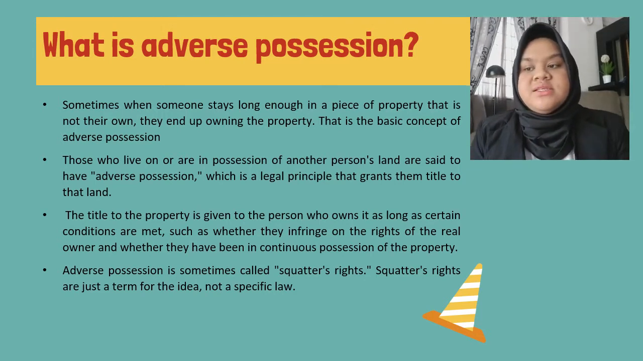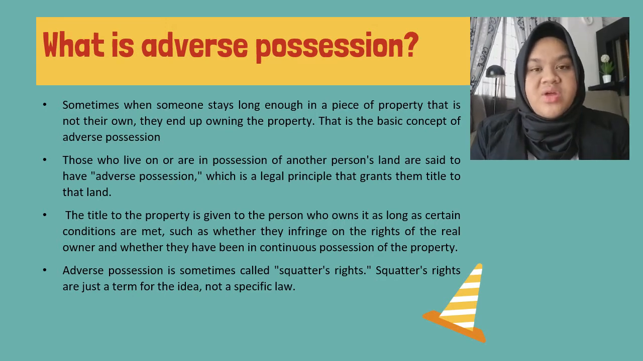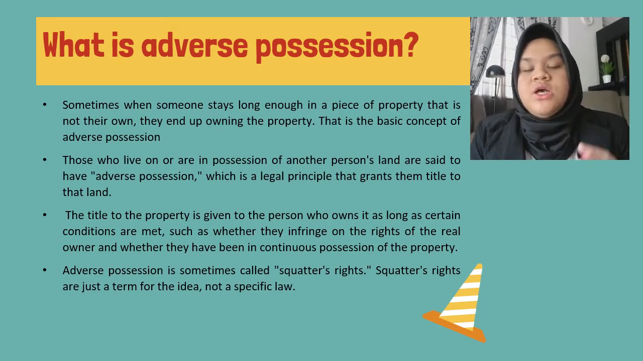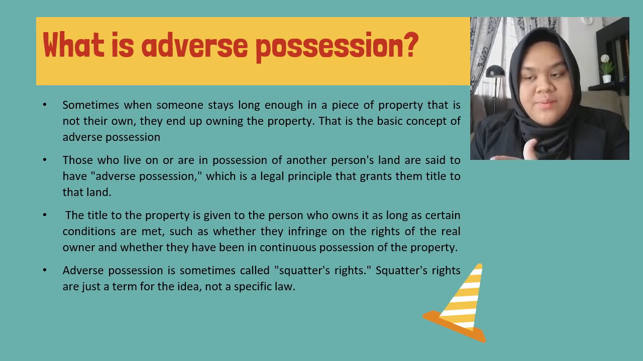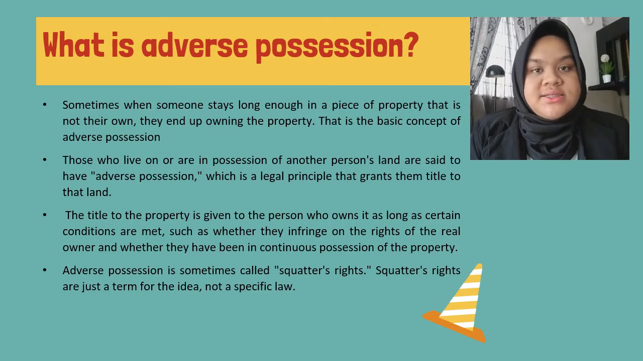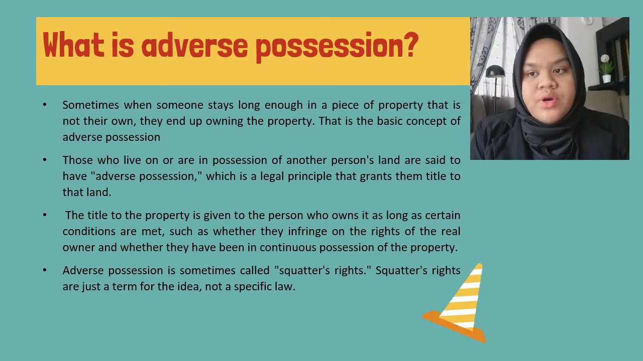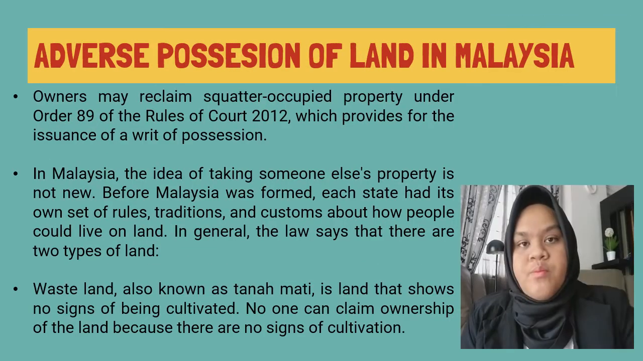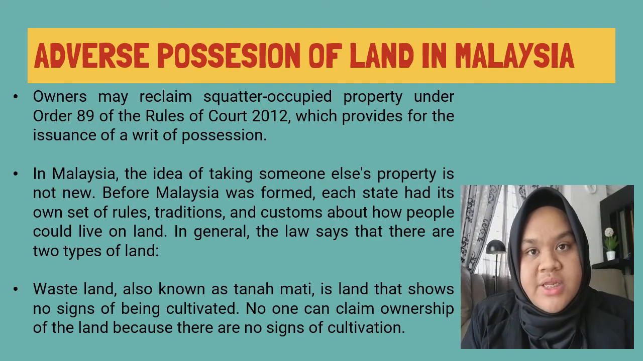However, in some cases, someone may not mean to take someone else's land. For example, when homeowners build a fence to separate their yard, they may not realize that they have crossed over and encroached on their neighbor's land. The claimant, or the person who doesn't own the property, can claim in either case, and if the claimant can show that they have been on the land for a very long time, they do not have to pay the owner for it. Moving on to the adverse possession of land in Malaysia.